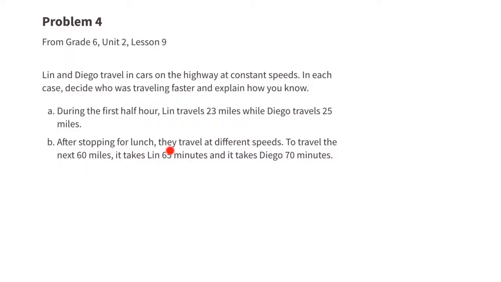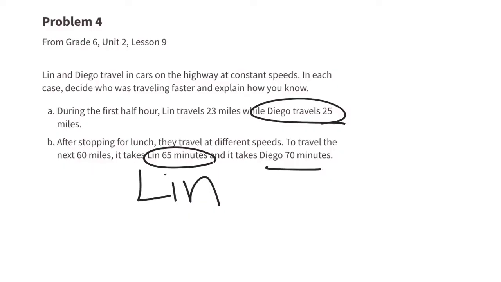And then after stopping for lunch, they travel at different speeds to travel the next 60 miles. It takes Lynn 65 minutes to travel 60 miles. It takes Diego 70 minutes to travel 60 miles. So who is traveling faster? Well, in this case, it was Lynn. Why? Because she traveled the distance in shorter time than Diego, so she was traveling faster. Whereas here, Diego traveled further, which means he was faster. This is where we're really starting to see the relationship between distance and time and how those things can be used to decide who is going faster.